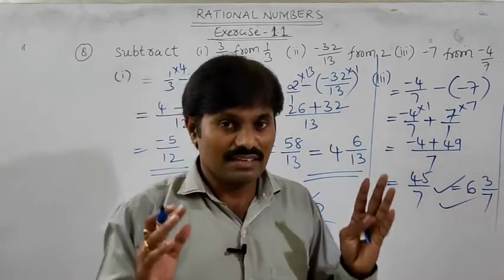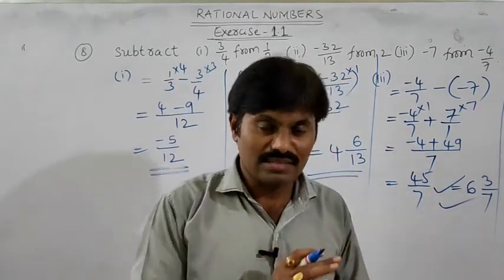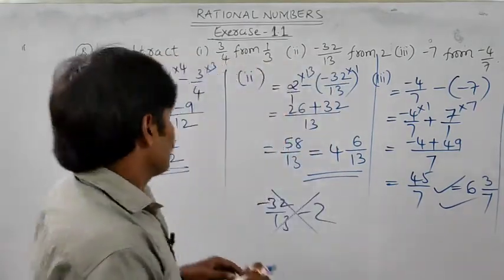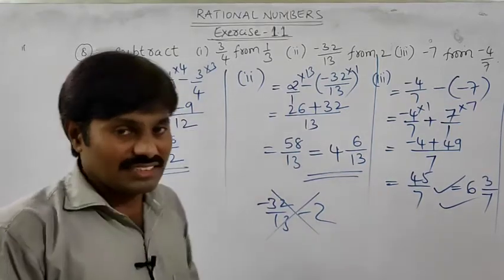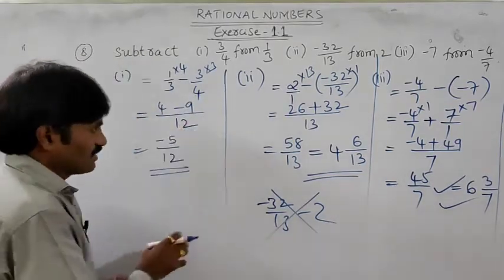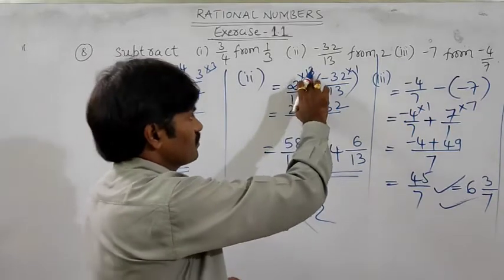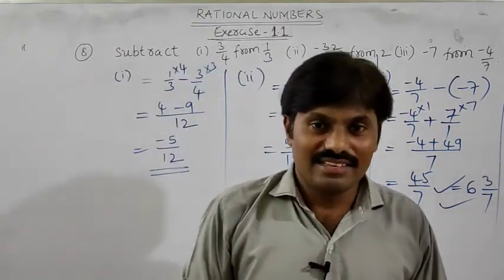So this is a very simple subtraction of fractions. Don't take it as very hard. These are very simple. The technique is that we have to try to make like fractions, or else by taking the LCM we can do it like this. This is a simple way as per my knowledge.